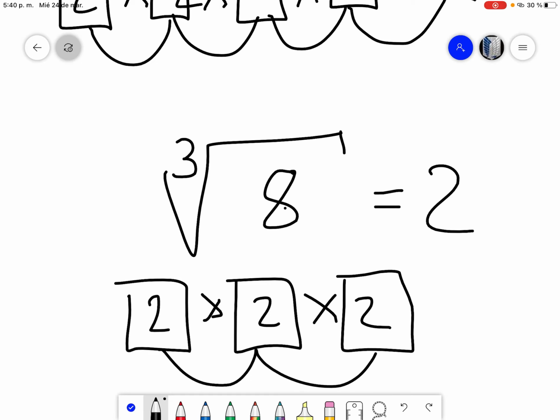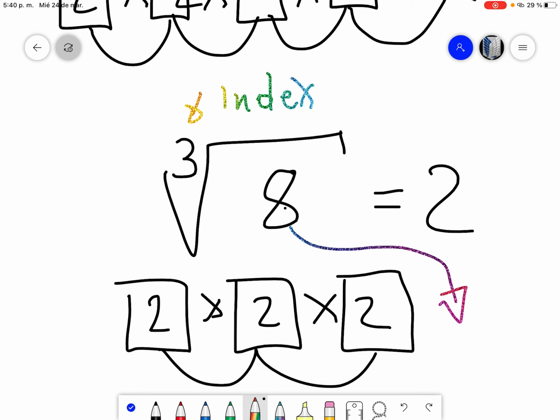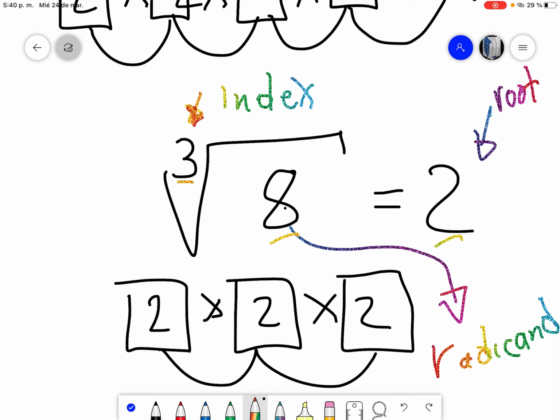Okay. So, some final things to remember. Okay, I am going to do it with colors. So this number in the root is called the index. This one is called the radicand. And this one, the result, is called the root. Okay, really simple. Okay, so remember, index, radicand, root.